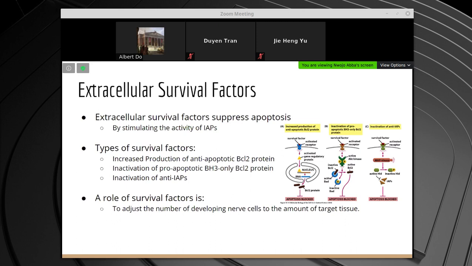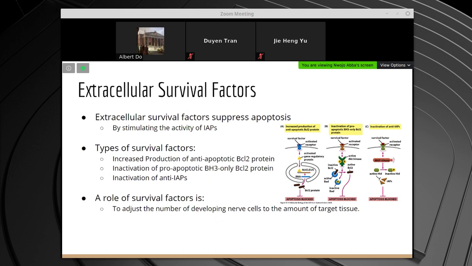For example, it can increase the production of anti-apoptotic BCL2 protein. This BCL2 protein is created in the nucleus after the survival factor is bound to a receptor on the plasma membrane. Another way is the survival factor inactivates the pro-apoptotic BH3-only BCL2 protein. This is where the survival factor binds to the receptor again, which then activates an AKT kinase, which then turns inactive BCL2 into active BCL2.